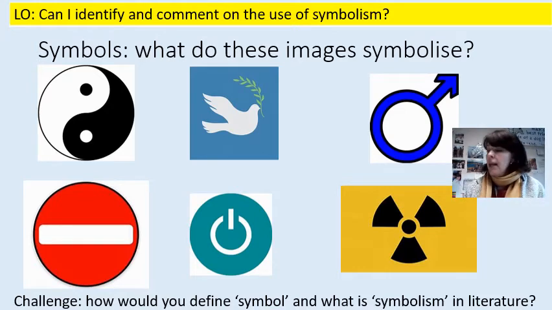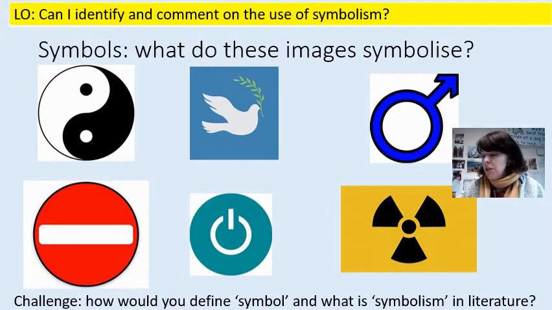Today we are going to be reading chapters 5 and 6, but also the lesson objective is to identify and comment on the use of symbols. So start off by having a look at the 6 symbols that are displayed on this page here, and use your worksheet to jot down what you think each of those symbols represents or stands for.